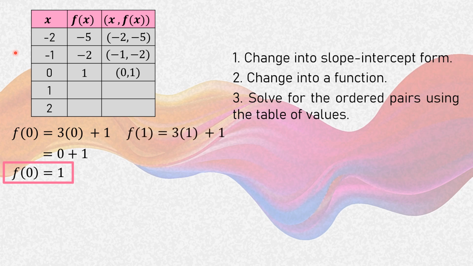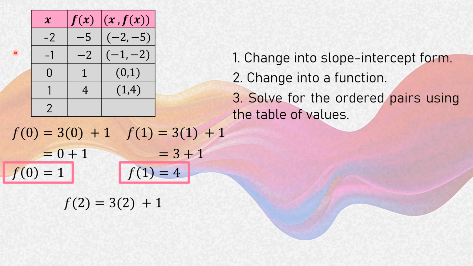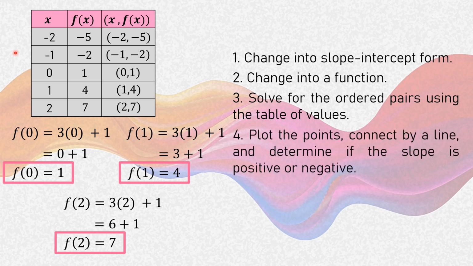Next, function of 1 equals 3 times 1 plus 1. 3 times 1 is 3 plus 1, that is 4. Isulat ang 4. So, the ordered pair is 1, 4. Last, we have function of 2 equals 3 times 2 plus 1. 3 times 2 is 6 plus 1, that is 7. Isulat ang 7. And then, we have the last ordered pair which is 2, 7.